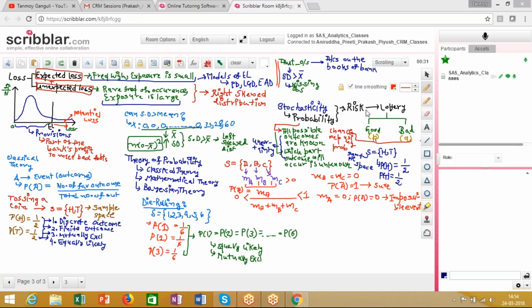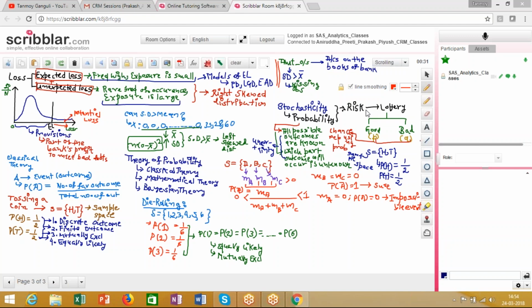But before that, we have seen that probability is based on these four parts. The classical definition of probability is based on these four assumptions. One is a discrete outcome, the other is a finite outcome, the third is a mutually exclusive event, and fourth is equally likely. So this is what we have discussed, and given these, I can compute the probability.